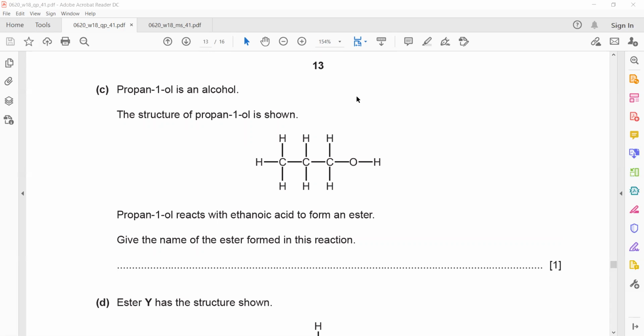The first name of the ester is from alcohol and the second name is from carboxylic acid. So what will be the name of that ester? Propyl ethanoate. Yes, propyl ethanoate. The first name is from alcohol and the second name is from carboxylic acid. Ethanoic acid was there, that's why ethanoate. Propan-1-ol or propanol, that's why it is propyl.